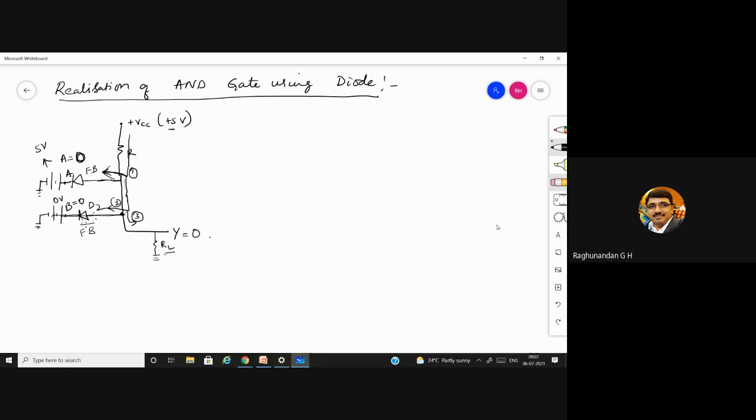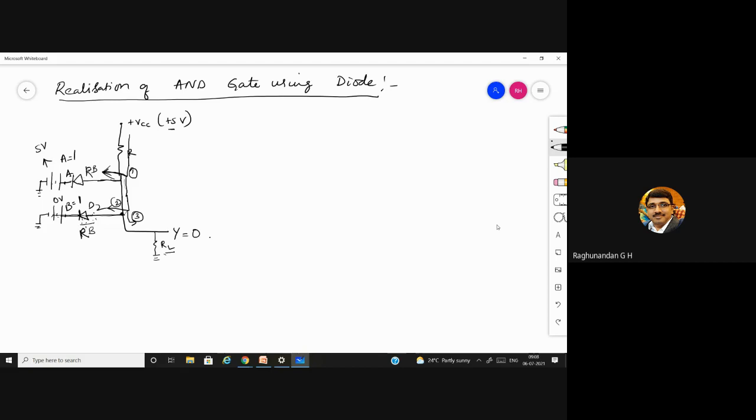Now I'll take the other option. A is equal to 1, B is equal to 1. That means I'm giving the voltage from this battery also and the voltage from this battery also. During this time, what will happen to this diode? This will become reverse biased. What happens to this diode? This becomes reverse biased. Now just think which is the alternative path for the current to flow.